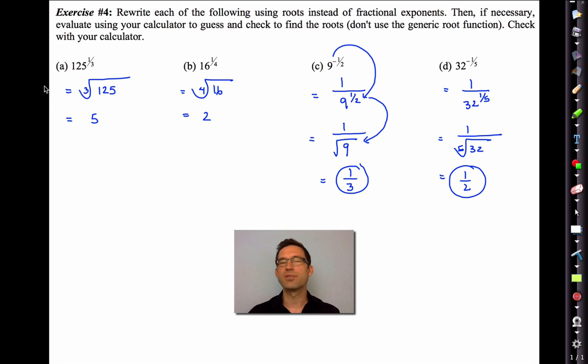But now it boils down to a really fascinating question. What would it mean to have something like this? 8 to the 3/2. What does that mean exactly? So that's what we're going to explore in the next exercise. Pause the video now and write down anything you have to before we move on.